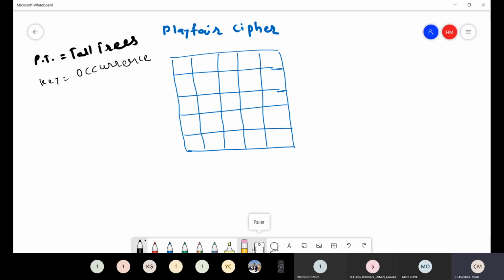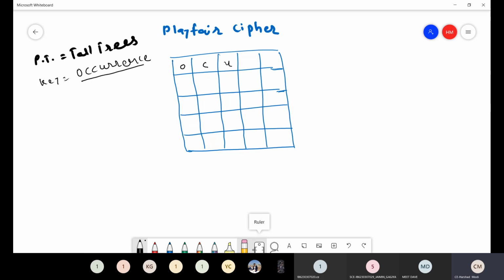So we have to put the characters one by one in the key matrix. Here the given key is O, double C, U, double R, E, N, C, E. So we have to fill it in the key matrix. The first one is O, second is C, C, again C. There is no need to repeat the character, so we consider only a single occurrence of C.